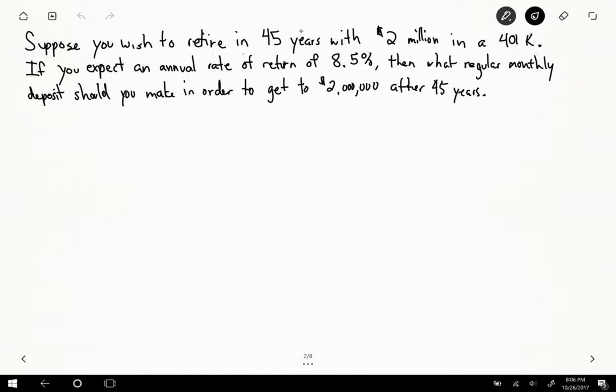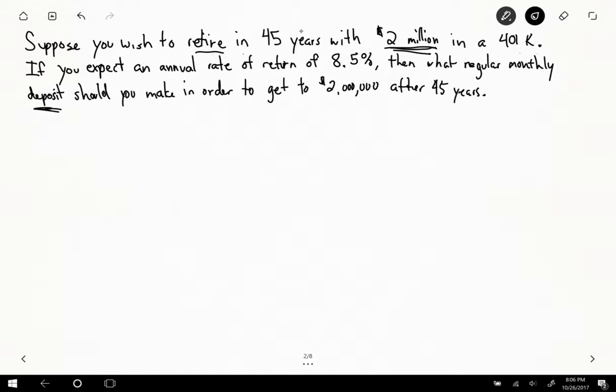Okay, in this one, we got to think about what's actually going on. What are we doing? Is this a loan? Is this an investment? Well, notice we're talking about depositing, right? And we want to retire with $2 million. I sure hope you don't want to retire with $2 million in debt. That wouldn't be a fun experience, would be my guess. So we got to keep that in mind.